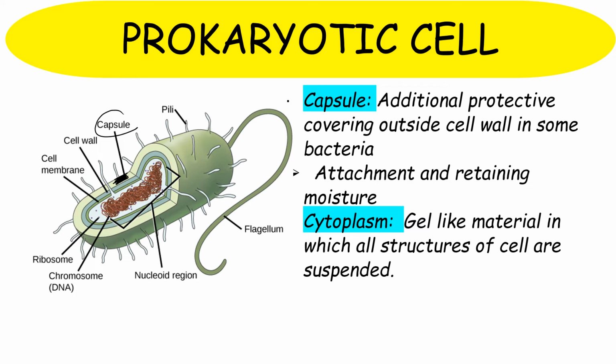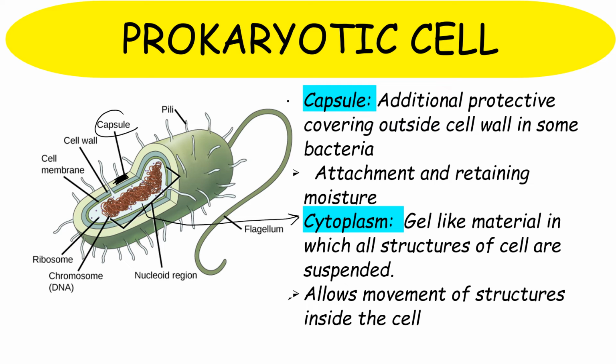Inside the cell membrane is present gel-like material, which is known as cytoplasm. It holds all the structures and also allows movement of those structures inside the cell.